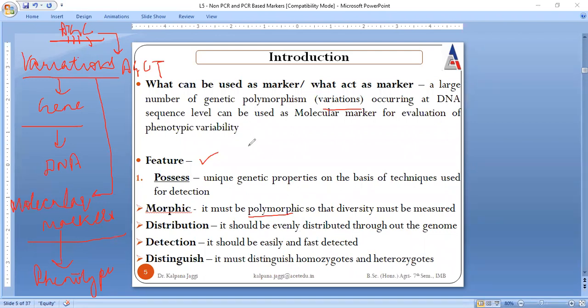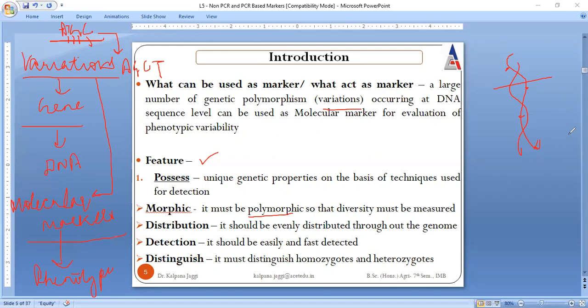Secondly, it should be distributed throughout the genome. Obviously, if it is not distributed throughout the genome, then we can only analyze the portion of the genome where it is actually located. And it will be difficult to analyze the other portions of the genome where it is no longer located. So this is the reason we say it should be distributed throughout the genome.